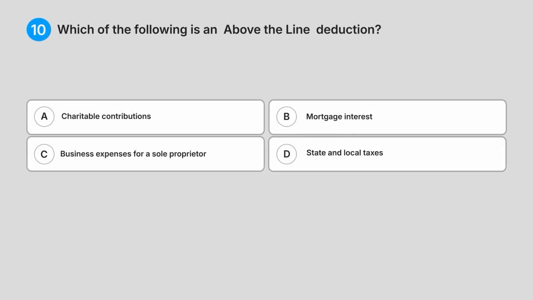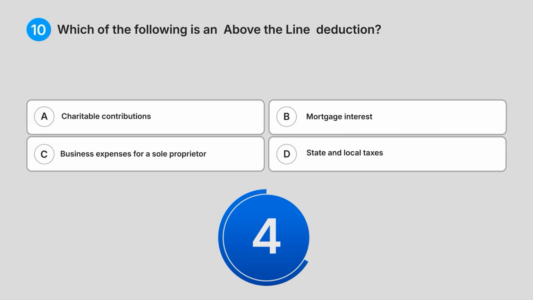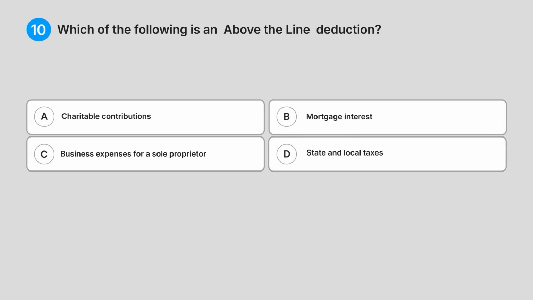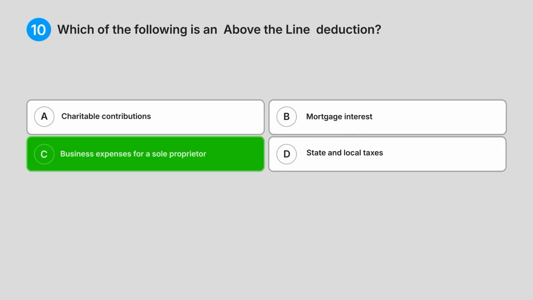10. Which of the following is an above-the-line deduction? A. Charitable contributions. B. Mortgage interest. C. Business expenses for a sole proprietor. D. State and local taxes. What do you think is the answer? Correct answer: C. Business expenses for a sole proprietor.